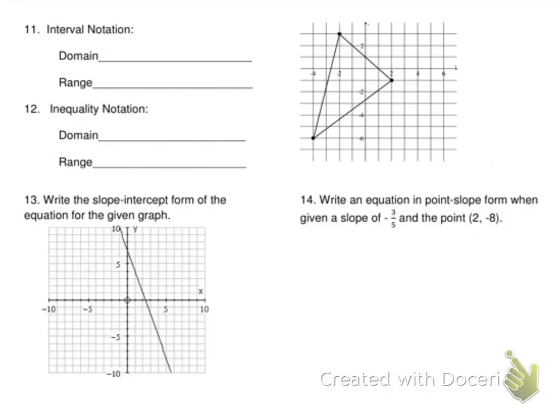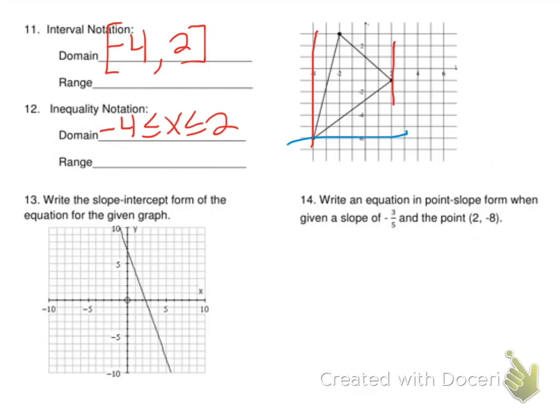Okay, so next, for the domain, we have to go from the left to the right, so -4 to 2. So that would be -4 is less than or equal to x is less than or equal to 2. And the range would be -6 to 3. They're all closed dots or solid lines, so they're all brackets and equal to signs. Okay, remember you always have to go from least to greatest. Always from least to greatest.